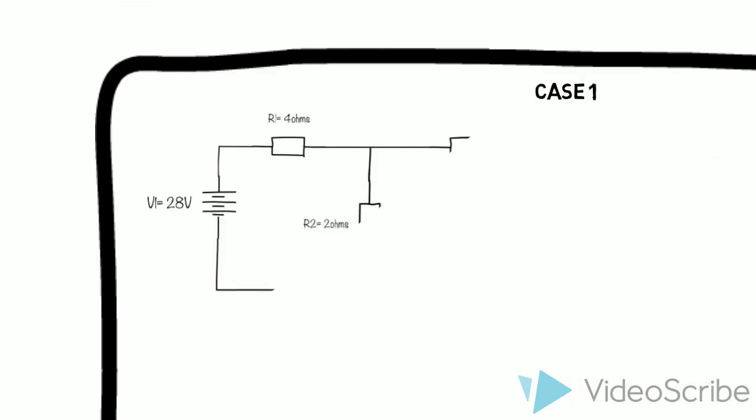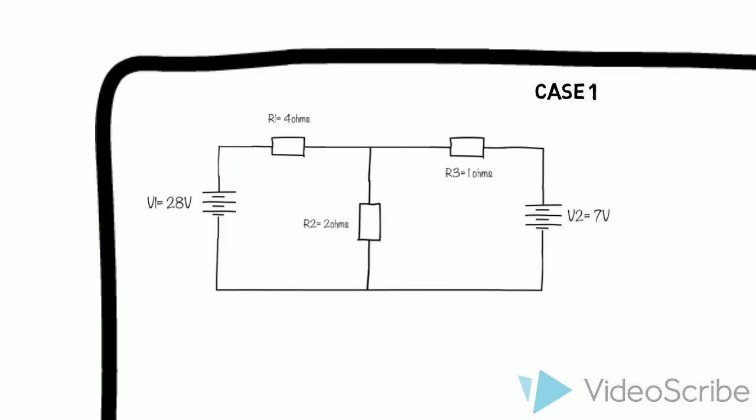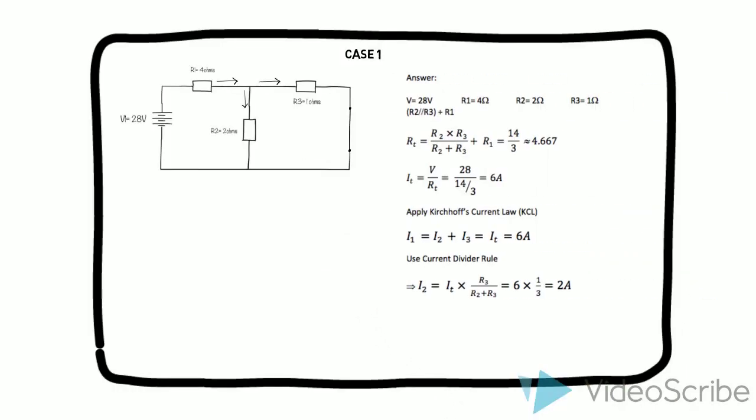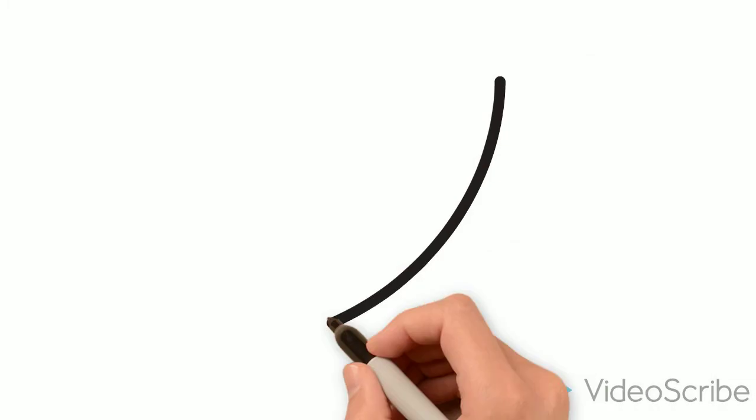In case 1, we use the 28 volt source and get rid of the 7 volt source. Assume the direction of current in the circuit is as shown in the graph. Then we find the total resistance and source currents by Ohm's law. As in Kirchhoff's current law, the input current going into one node must be equal to the output current. That's why we have I2 plus I3 equals I1, the total current. Use the current divider rule to find I2. I2 is equal to the total current times R3 over the sum of R2 and R3. The produced result is 2 amps.